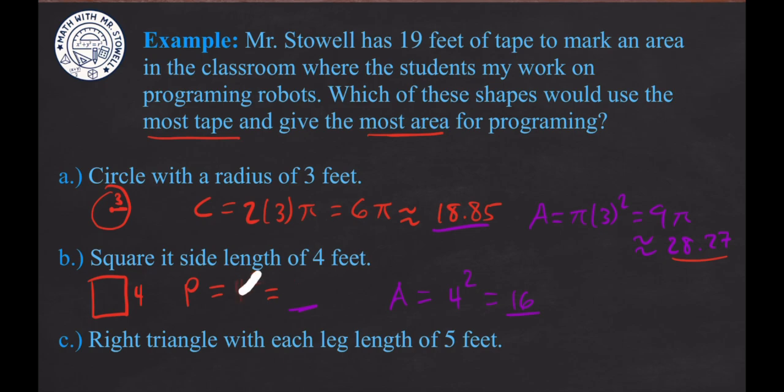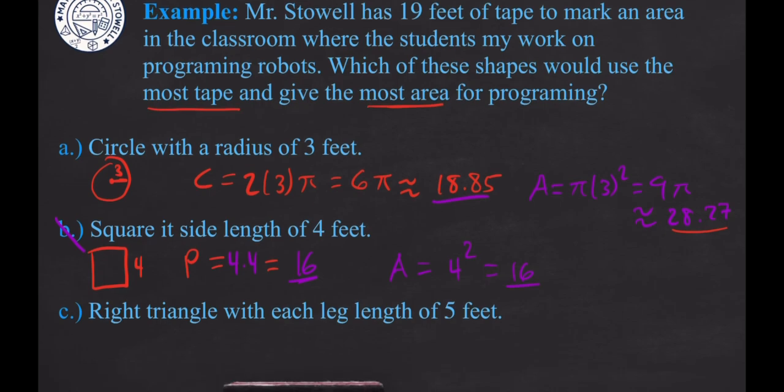Perimeter, remember perimeter, we have 4 of these, which again is 4 times 4, which is 4 squared. So we were right on that to begin with. We just wrote it the wrong way because we have 4 of the same sides. So we have our perimeter, we have our area, and notice that perimeter of the square and area of the square, it's not using the most, and it does not give you the most area either. So B would not be the shape that Mr. Stowell would want to use for his programming robots section.